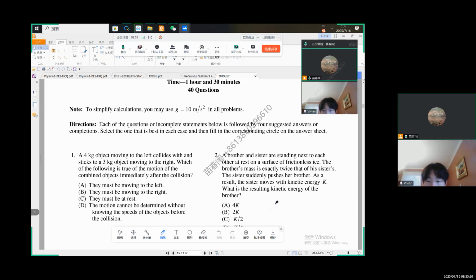Momentum conservation always works as long as there's no outside force. Do you think momentum is conserved? Yeah, so momentum is the same before the collision and after the collision. So what can you know then?